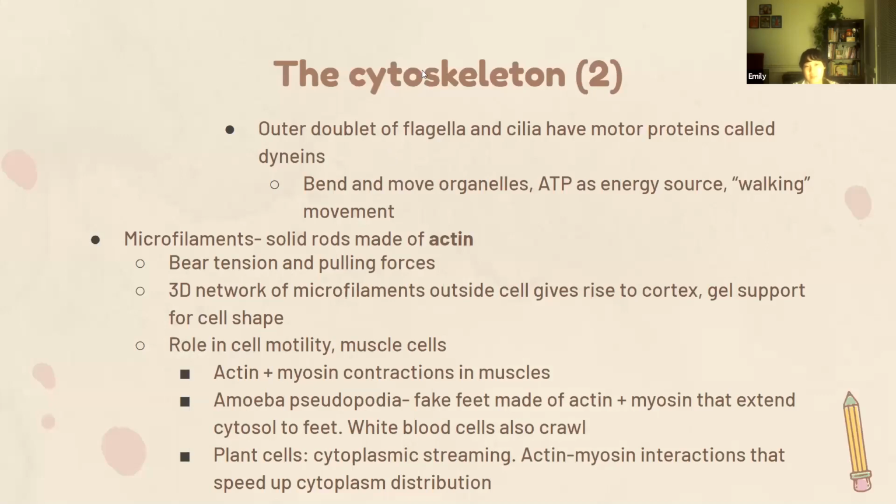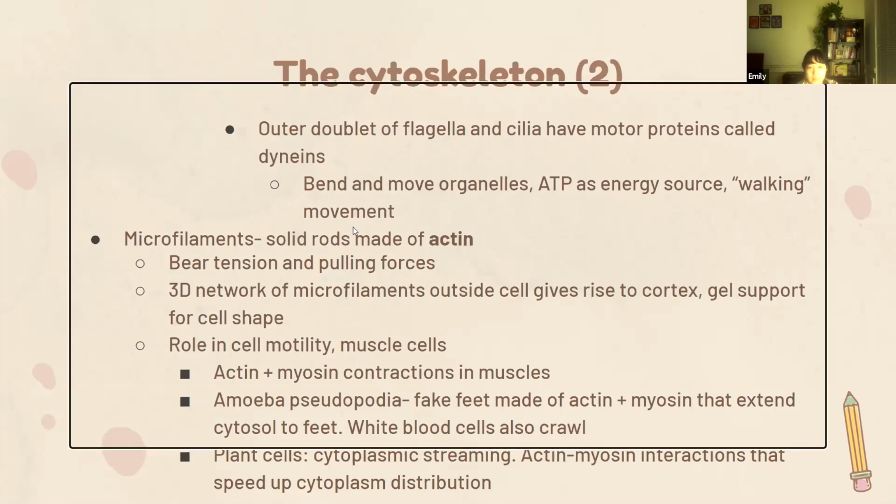The second type is microfilaments. They are solid rods, not hollow inside, and they're made out of a protein called actin. This cytoskeleton fiber bears tension and pulling forces. It gives the cell its shape, and it also helps in our muscles. Actin and myosin are the main proteins in our muscles that help us move, and they push and pull to contract. That is the microfilament's role.